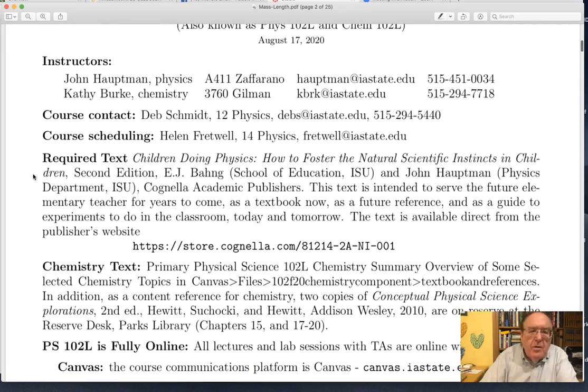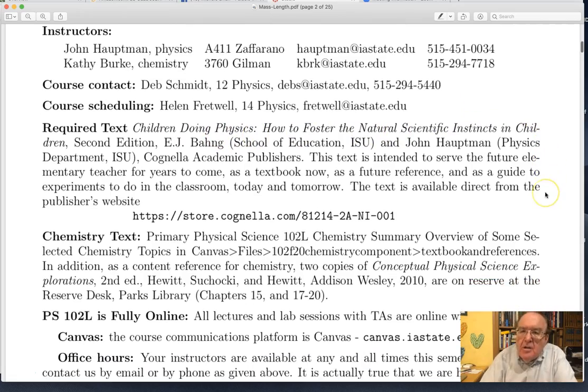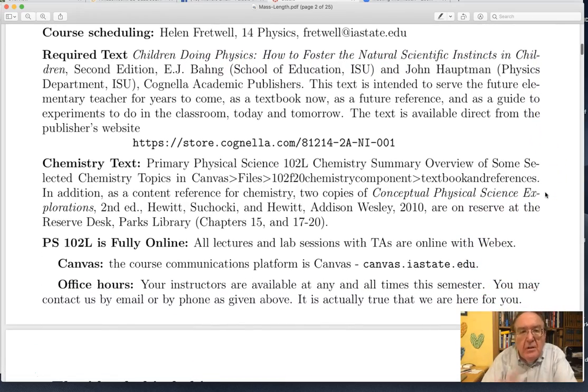Now, since there are two parts, there's going to be a chemistry part and a physics part. And so the required text for the physics part is a textbook that was written by E.J. Bong in the School of Education, where most of you are from, and by me. It's called Children Doing Physics: How to Foster the Natural Scientific Instincts in Children. So it's a way of teaching physics, which I, as a practicing experimental physicist, find to be important. And it's the way children really learn physics.